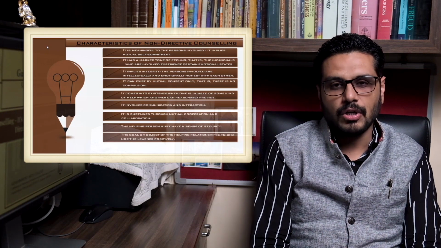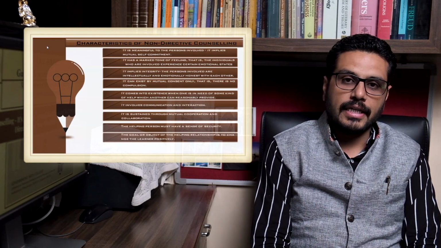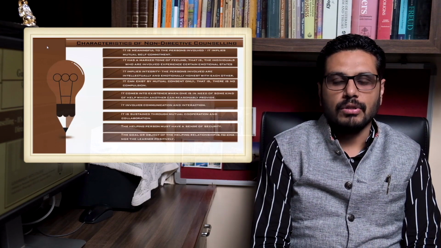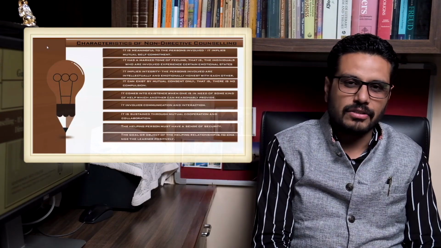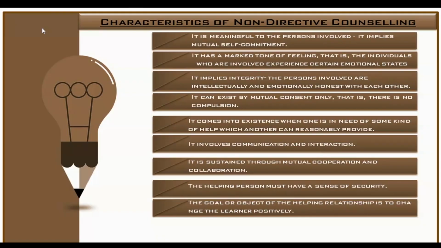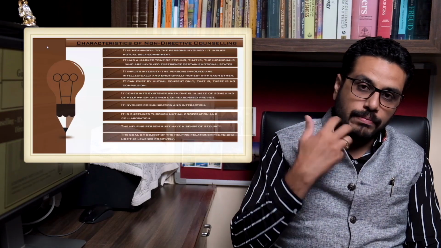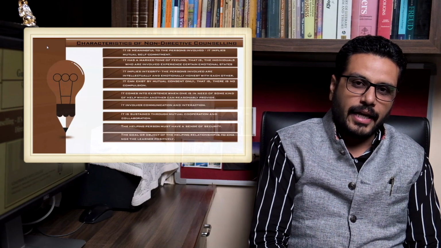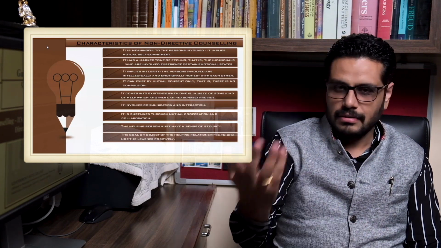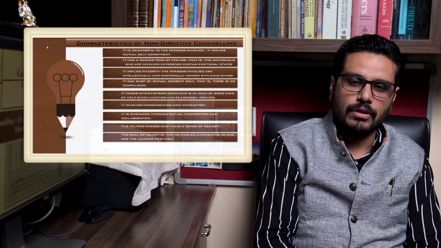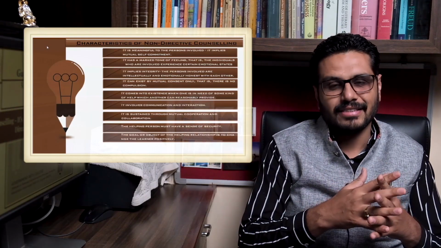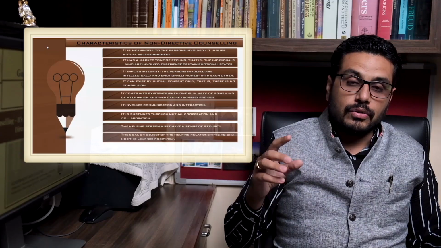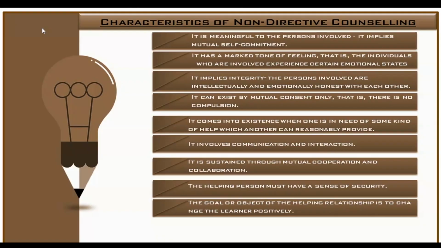So communication can be non-verbal also. For example, if you're listening to your counselee, you should be nodding your head, you should be looking at that person very attentively, not sitting laid back and talking. That does not help. Then it is sustained through mutual cooperation and collaboration. We should be cooperative with each other. Okay, I may not be good at everything. So is the same case with your side also. You might not be good at everything as well. So when you are counseling, non-directive is usually between friends sometimes. So as I told you, you will have to become a friend of that particular person first of all.